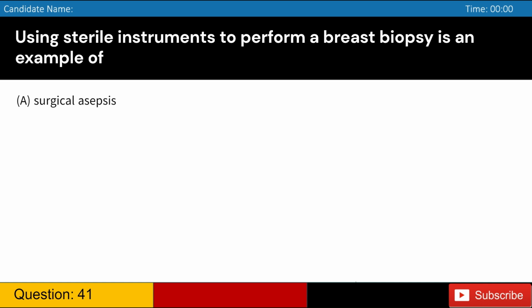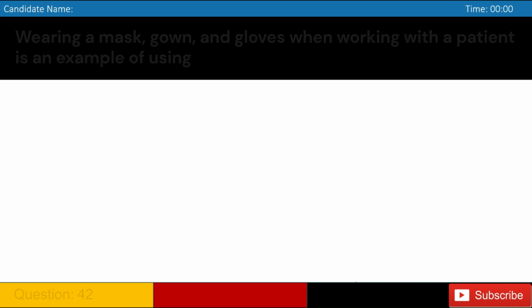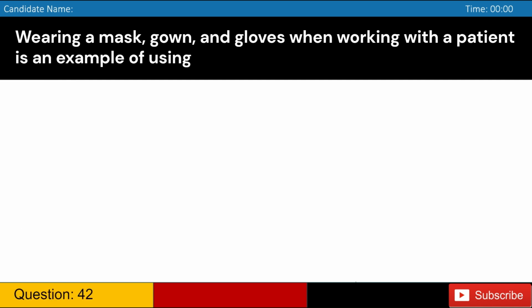Surgical asepsis. B. Sterilization. C. Medical asepsis. D. Personal protective equipment. E. Sanitization. Answer A. Surgical asepsis. Wearing a mask, gown, and gloves when working with a patient is an example of using: A. Barrier method. B. Standard procedure.